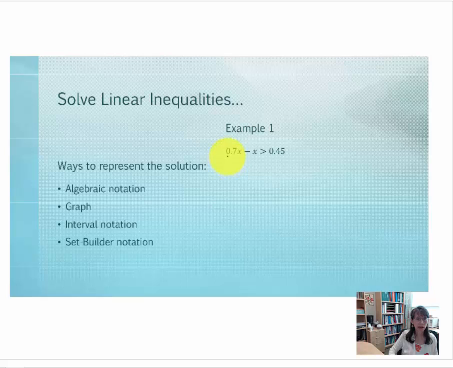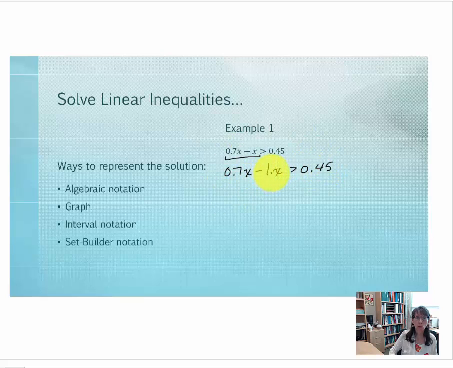So in example 1, we have 0.7x minus x is greater than 0.45. We notice right away there are decimals involved, but it will be pretty straightforward to work with the decimals. One thing to point out is when working with these decimals, be very careful when you're combining like terms. You notice these first two terms are like terms, but we have subtraction of x. You may want to rewrite that as 0.7x minus 1x is greater than 0.45.